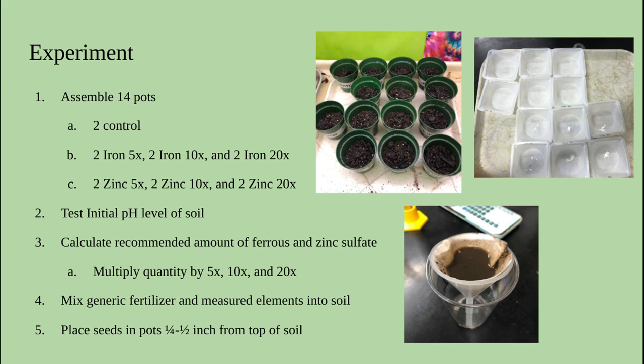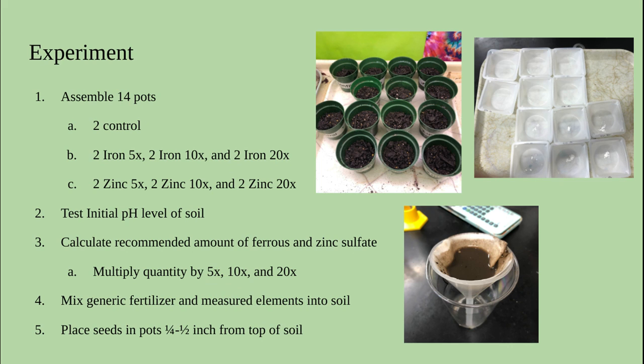And then I had to calculate the recommended amount of ferrous and zinc sulfate, which was much more difficult than I anticipated because there wasn't much research on the ideal amount of these minerals for the specific variety of plant that I was using. But I cross-referenced and got a general estimate, and then I multiplied that ideal amount by 5, 10, and 20 to get the excess concentrations.